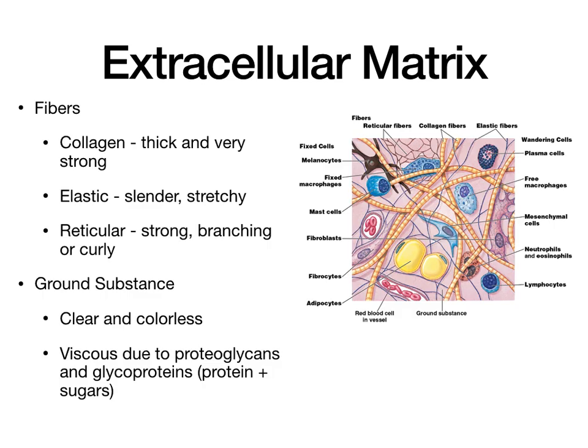Then we have our ground substance, which is clear and colorless. It's very viscous, which is like a syrupy type consistency. And this is due to the presence of the proteoglycans, which are carb and protein components, and the glycoproteins, which are sugars and proteins.